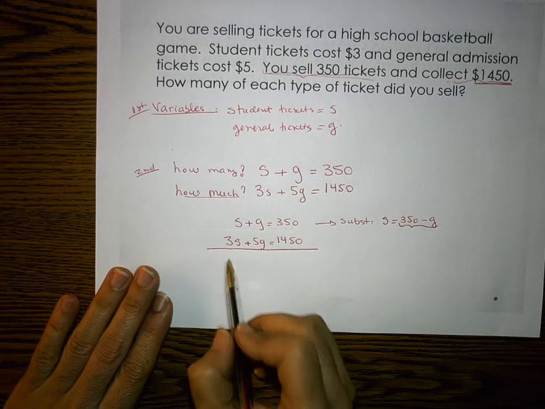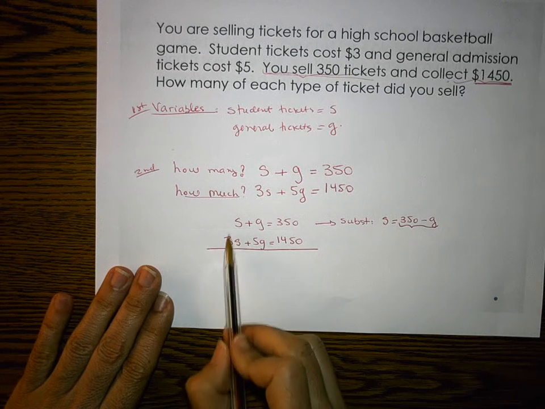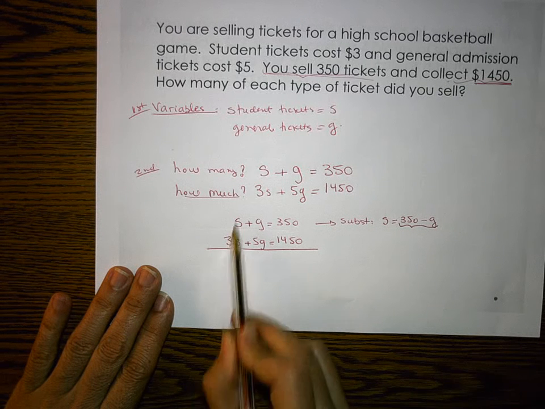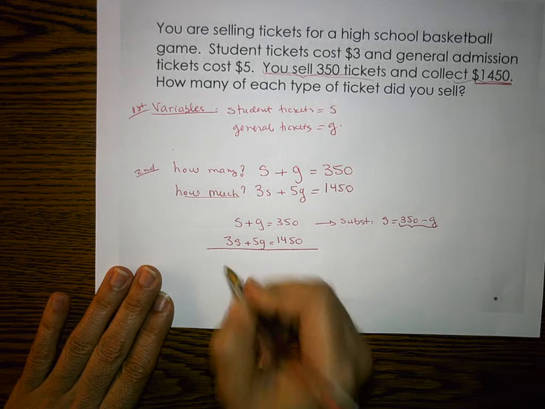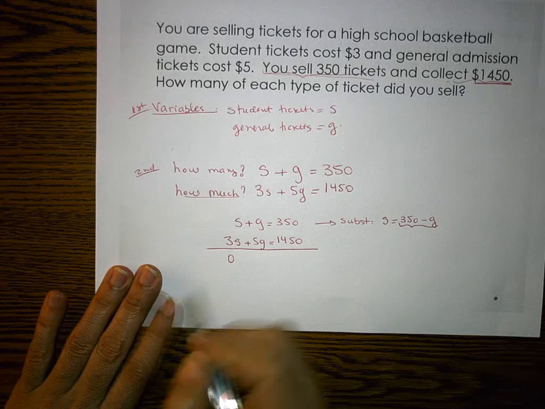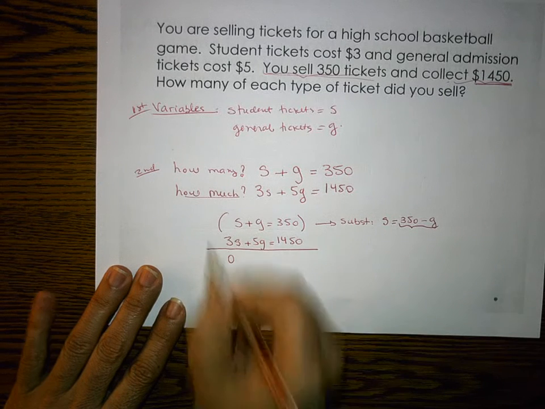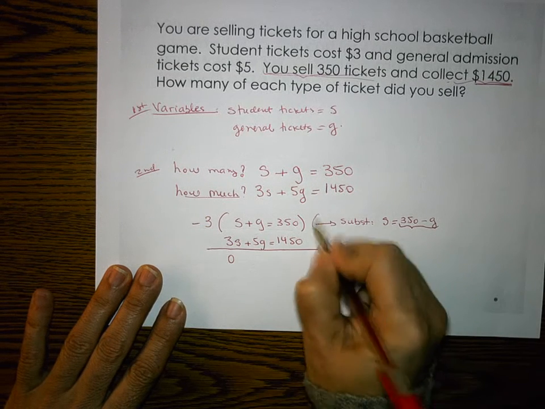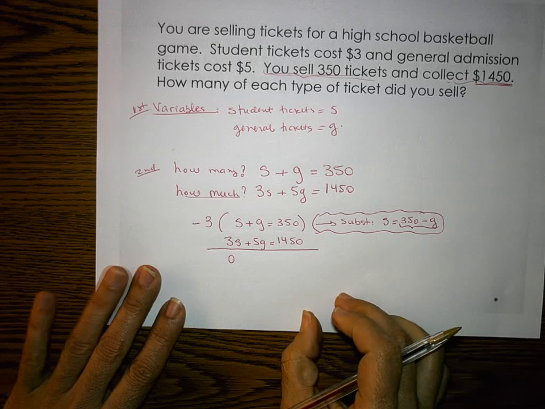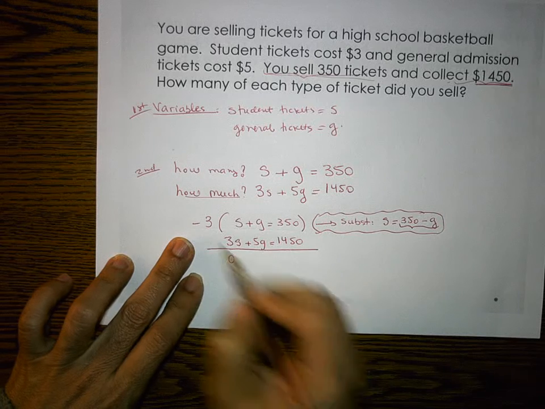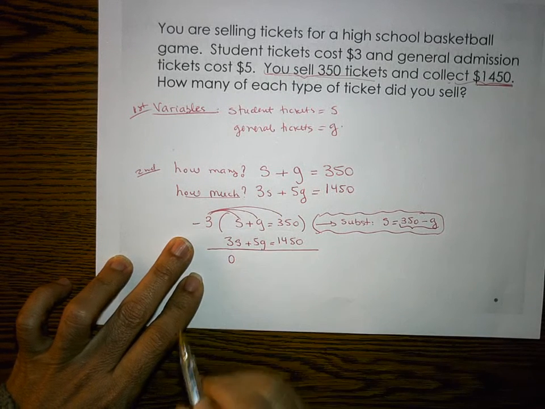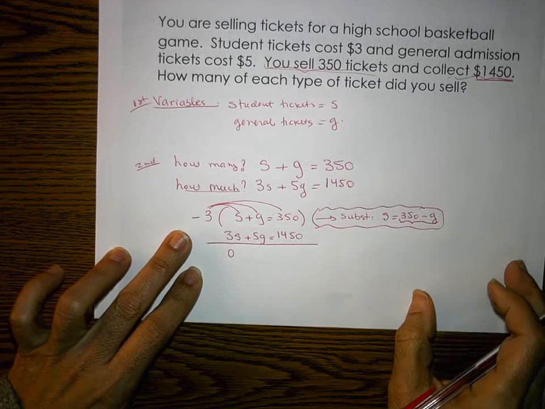I want to eliminate one of these variables. Why not the S? In order for the S to be eliminated and add up to 0, I want to get a 0 in here. This would have to be a -3. So I'm going to multiply the entire top equation by -3. This is for the students that wanted substitution. So I'm going to multiply by -3. That means I'm going to multiply the first variable, the second variable, and the how many. You have to multiply every single thing, okay?